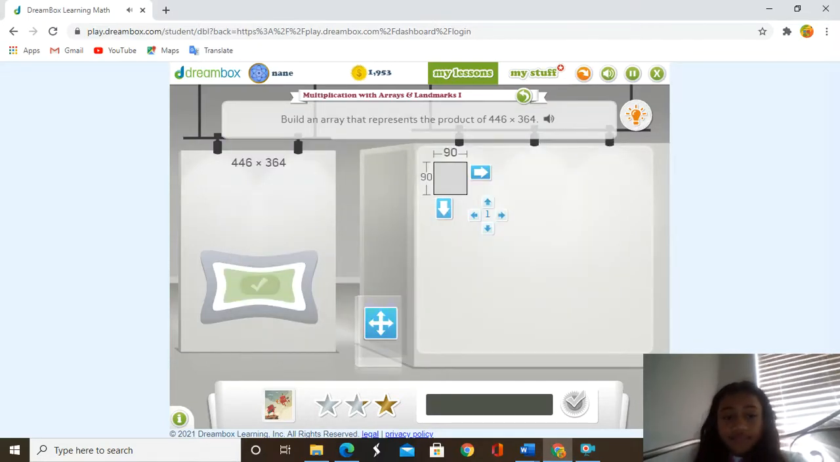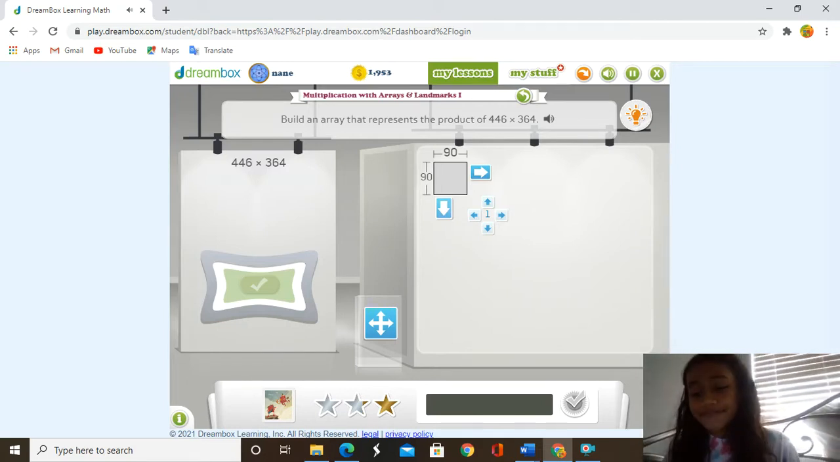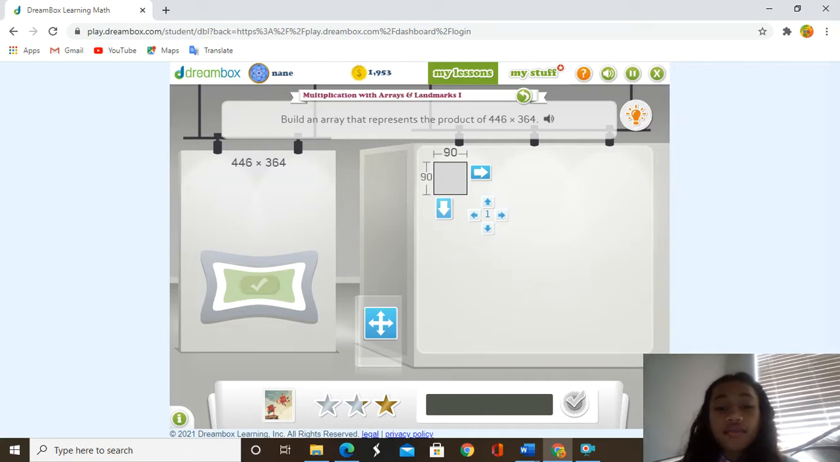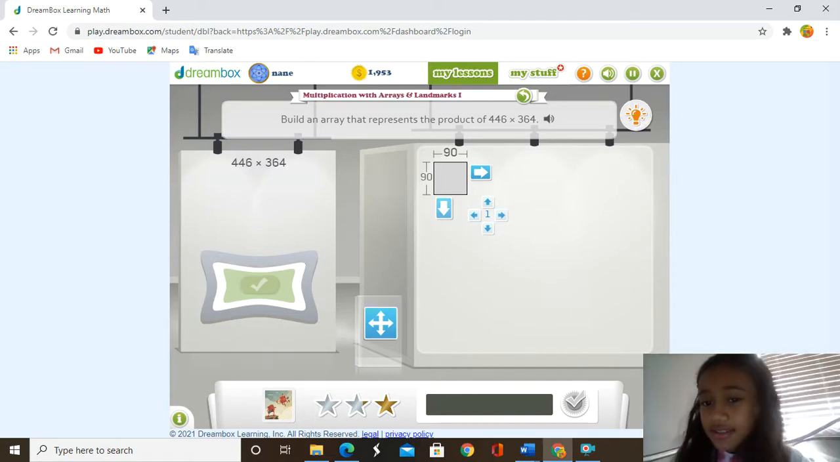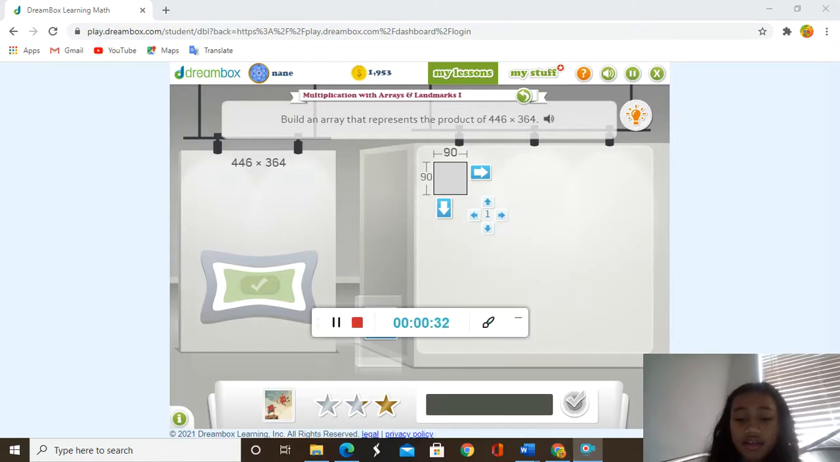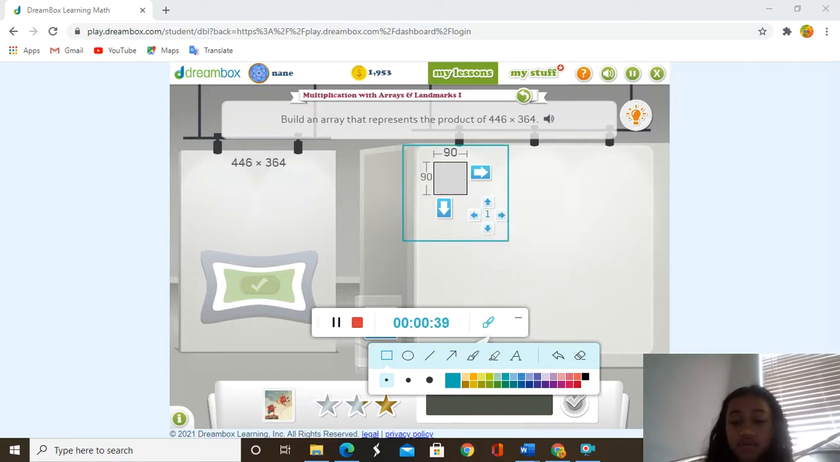It says, build an array that represents the product of 446 times 364. So we're trying to find or build an array that represents 446 times 364. So over here in this area we're trying to find or move these boxes to make these numbers.